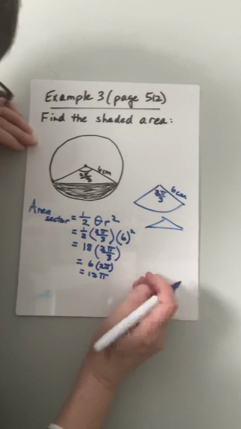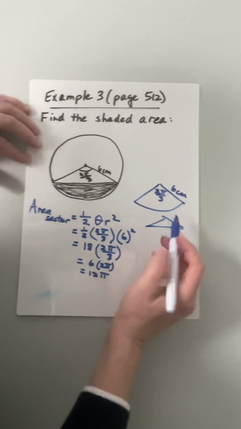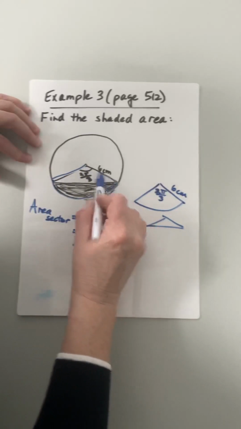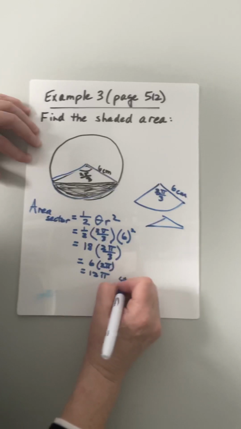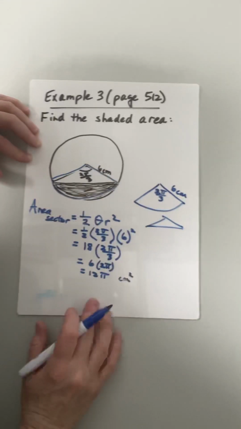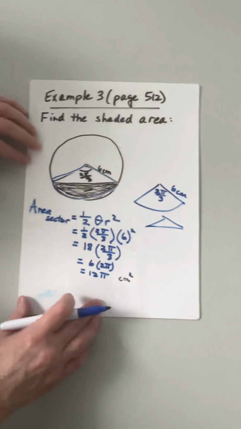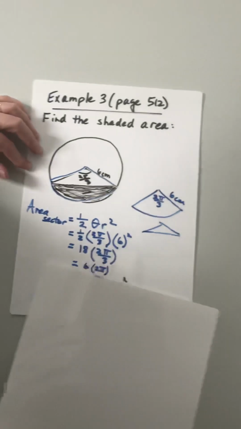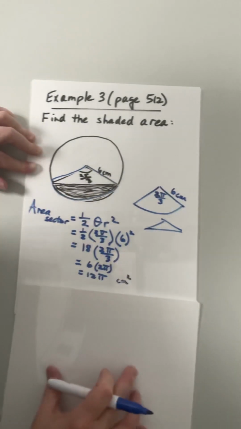Okay, so all together, that entire sector here is 12 pi, and that would be centimeters squared, wouldn't it? Because our radius is in centimeters. Now we need to subtract the triangle from it. So let's get another little whiteboard here.